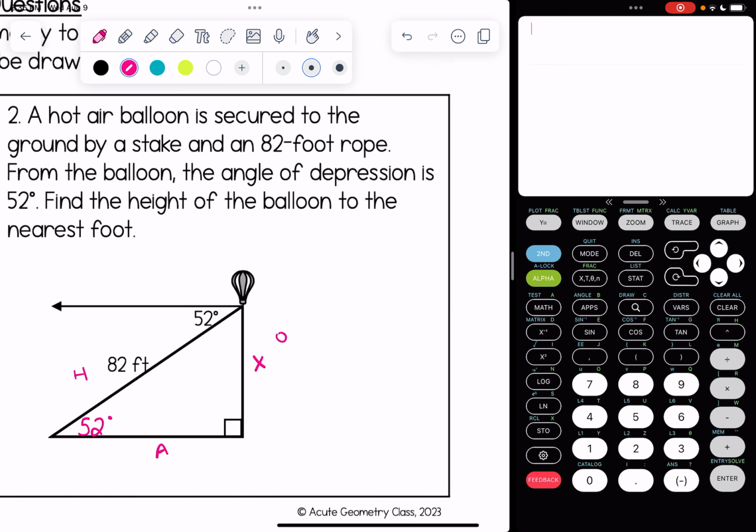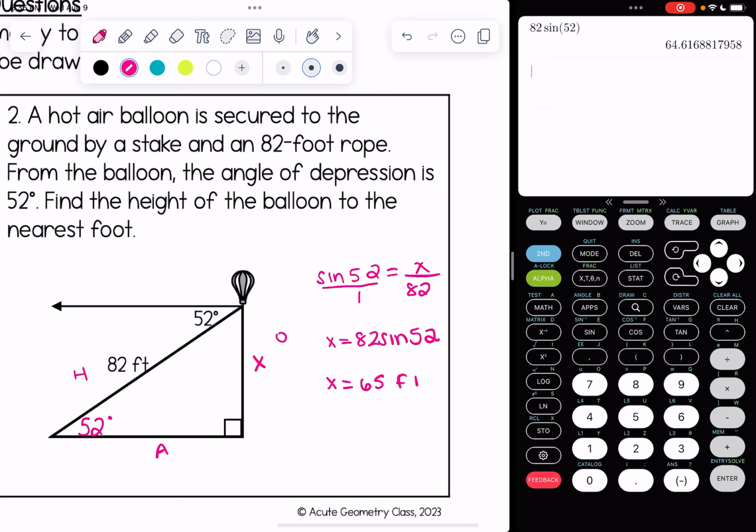and this turns out to be another sine example. So sine of 52 is equal to x over 82. While it's another sine question, take note that we're now looking for a side length rather than an angle. So we are going to cross multiply here. So x is 82 times the sine of 52. Hit enter. And we're looking for the height of the balloon to the nearest foot, and we get 65 feet as our answer.